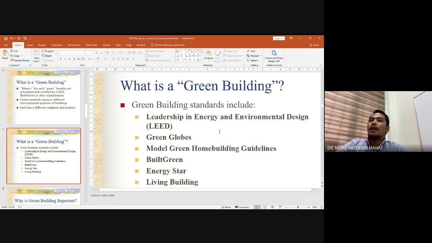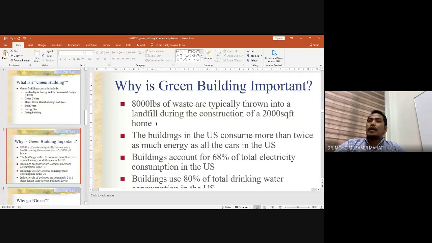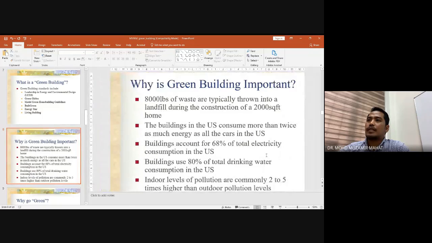Moving on, green building standards. These are some examples. Number one is LEED, Leadership in Energy and Environmental Design. Green Globes, Model Green Home Building Guidelines, Built Green, Energy Star, Living Building. These are examples of standards that are available, particularly in the United States of America. All right, why is green building important? We should know why green building is important.